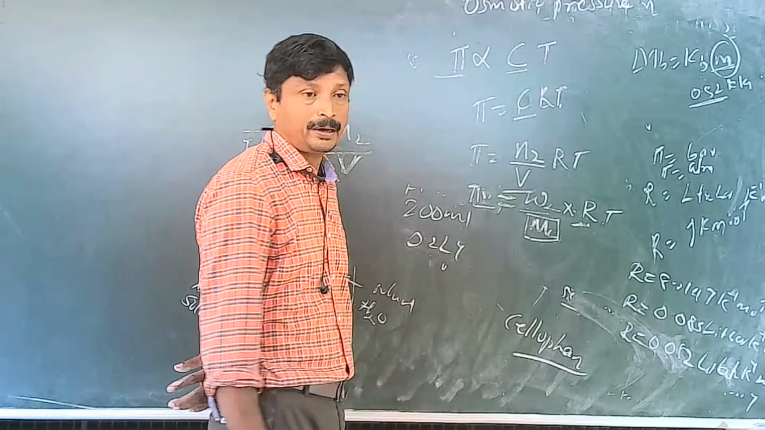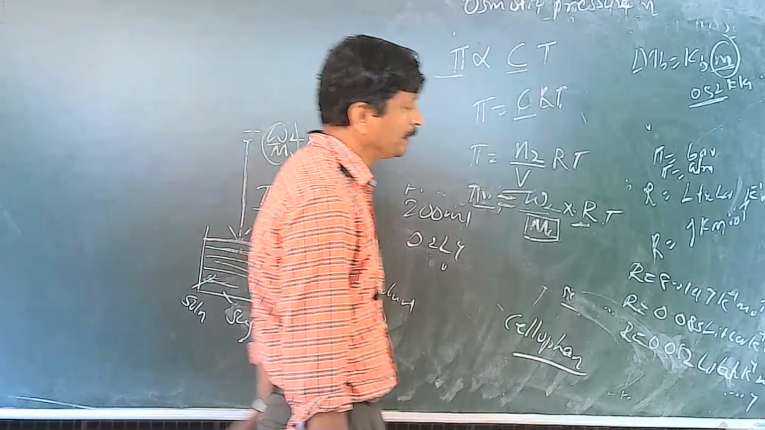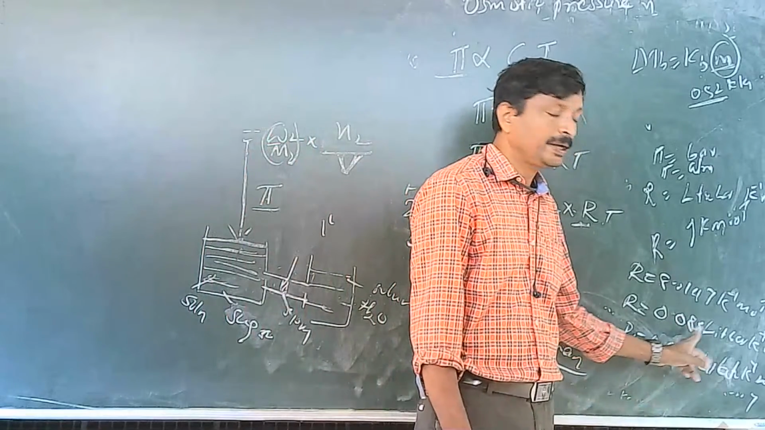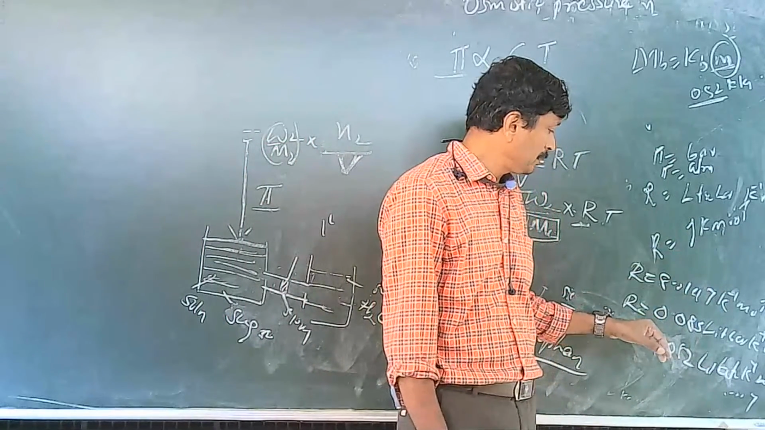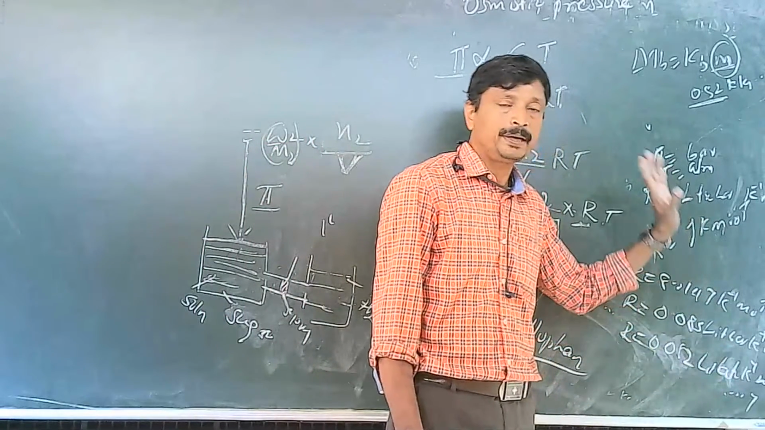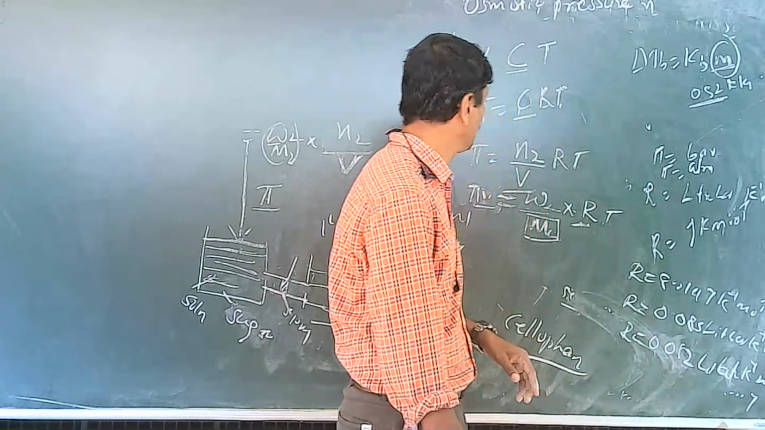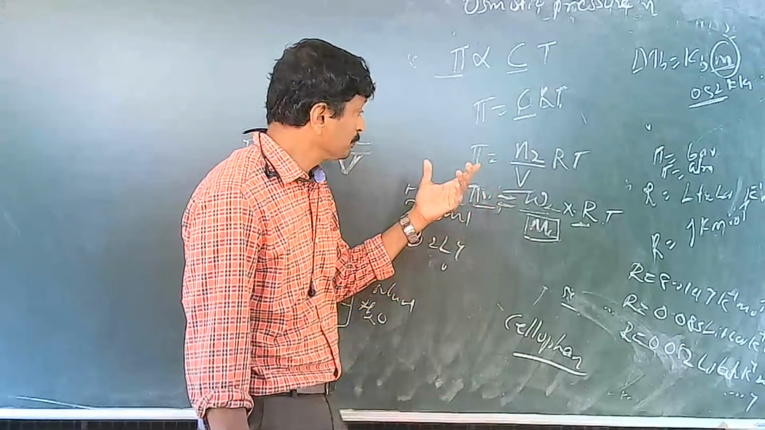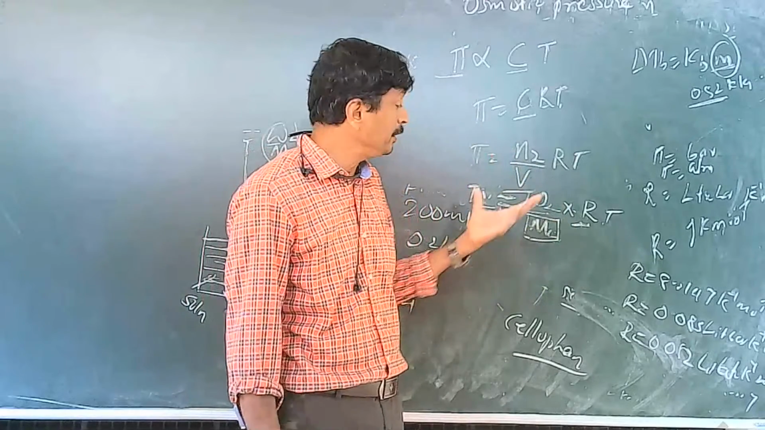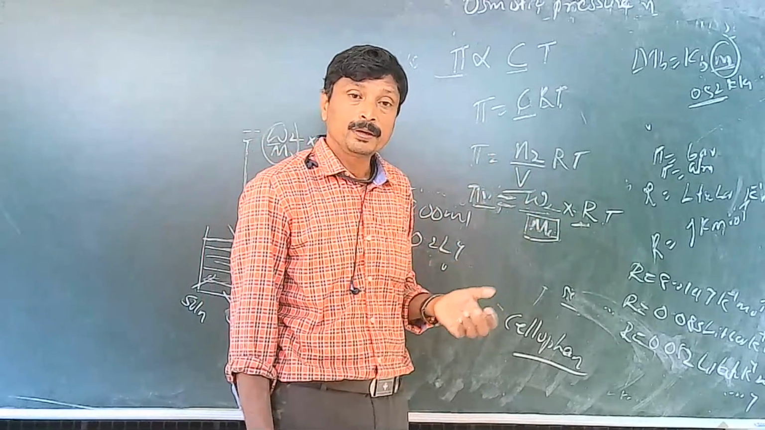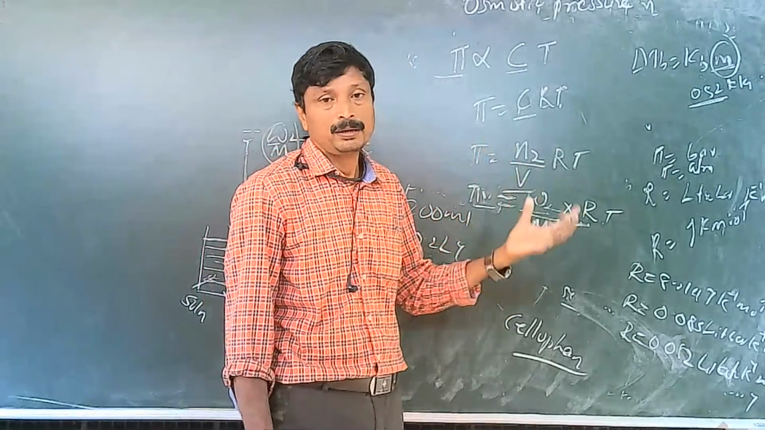Liter bar or liter atmosphere. See, already I have written what is liter bar: 0.083 liter bar or 0.082 liter atmosphere. Anyway, they will give this value of R. The only thing you have to remember is to write the equation and substitute the values, so you get the final mark.